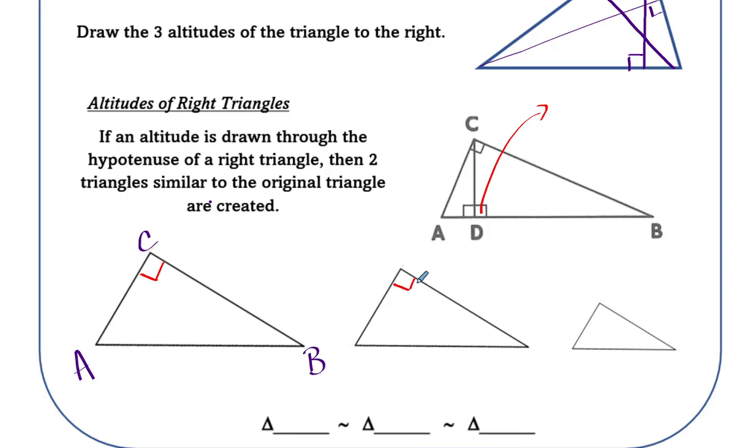So the right angle is going to come up top. That's angle D. C is going to come down to the bottom. And B kind of just stays put. This is going to reflect over this line. B stays exactly where it is. C just comes down a little bit.